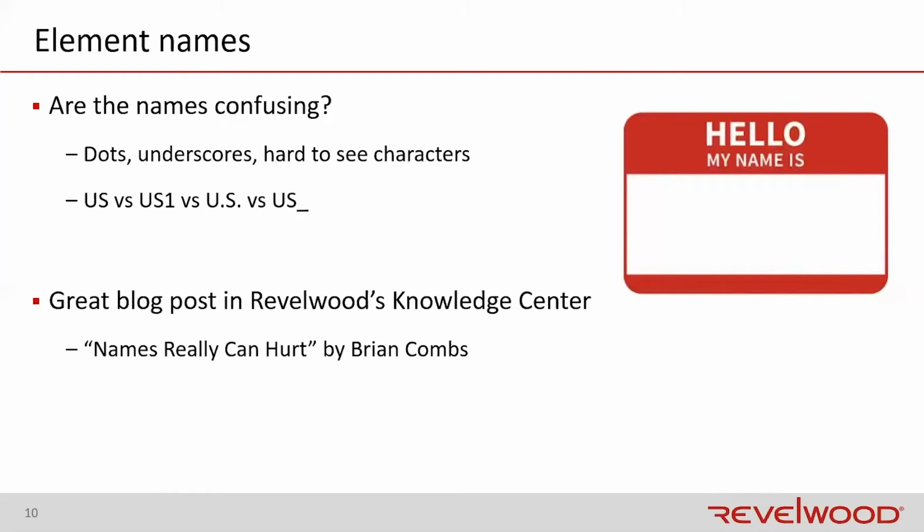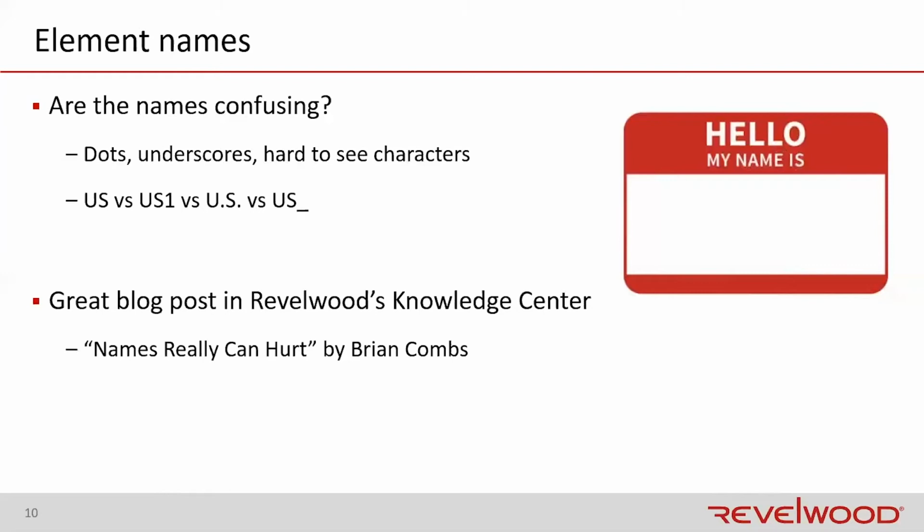There's a great blog that my coworker Brian Combs wrote in Revelwood's Knowledge Center called Names Really Can Hurt. And it shows some real life examples of people who created US versus US1, and at the time of development, they understand what they meant, but a year later they may have forgotten. Or I create something, Lee creates something as US and I know what it means, and I create US1 and I don't know what it means. But then my coworker Brian looks at it and says, I don't know the difference.